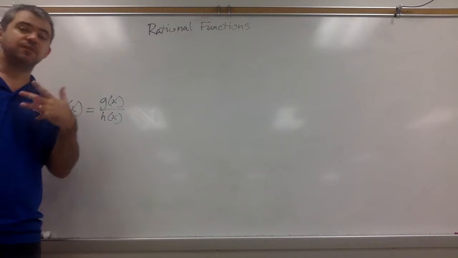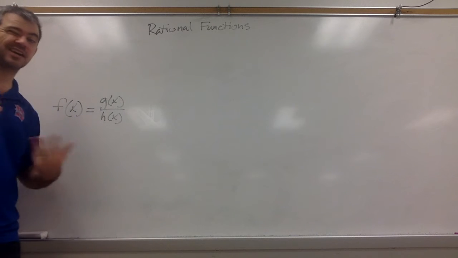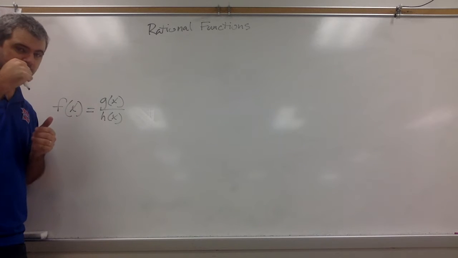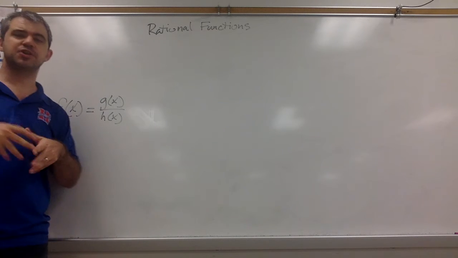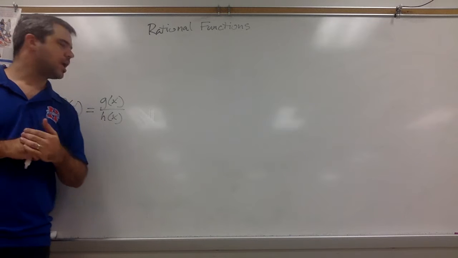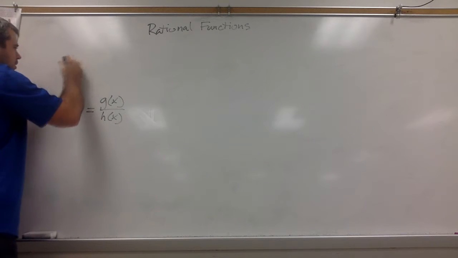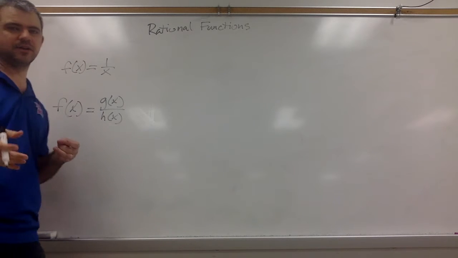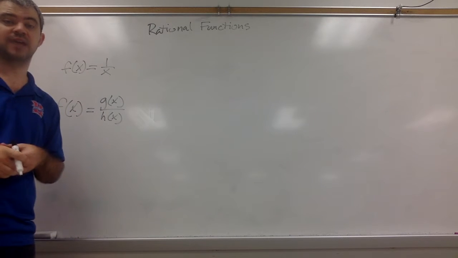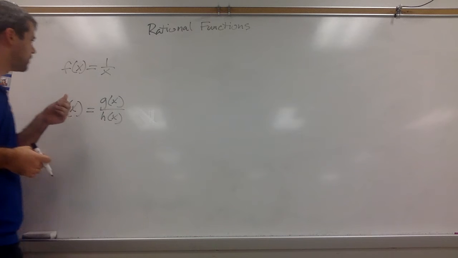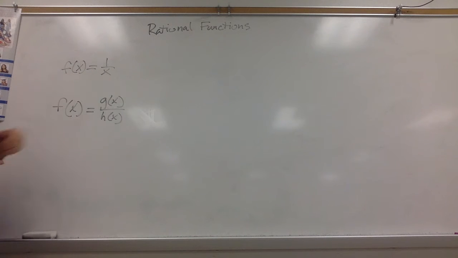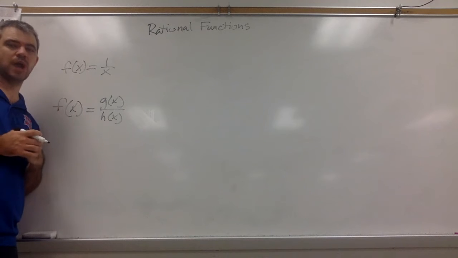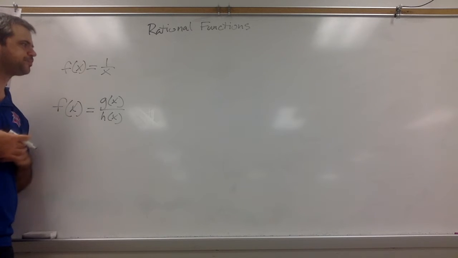A lot of the stuff that we learned about polynomial functions can come in handy here, especially if we're dealing with complicated ones. But rational functions act a little bit differently. So let's take a look at the most basic rational function so that we can get a handle on how these are going to work. This is the reciprocal function, 1 over x. It's the most basic rational function that we're going to deal with.